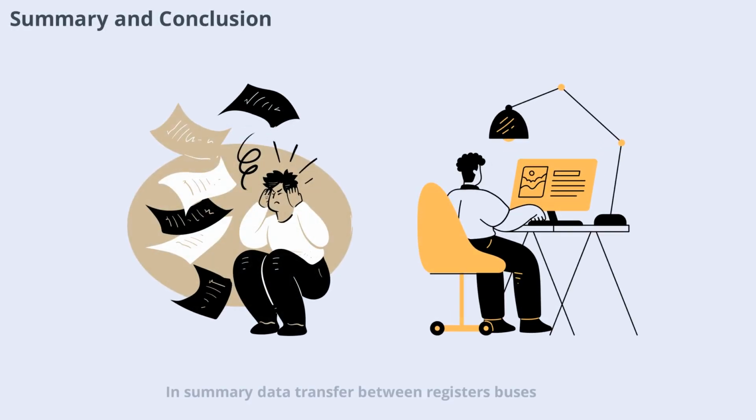In summary, data transfer between registers, buses, and memory is the backbone of computer operation. Each component plays a unique role, and their coordination ensures efficient processing and storage of information. From the rapid exchanges within the CPU to the complex management of system-wide data flow, understanding these mechanisms is key to mastering computer architecture.